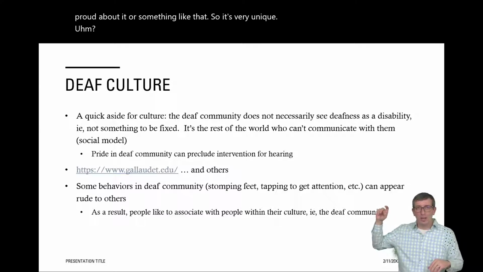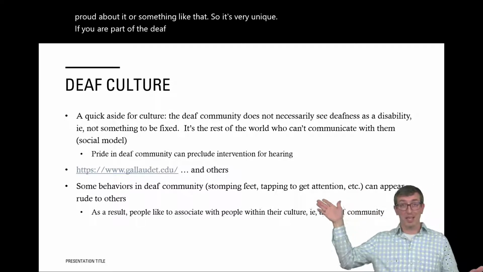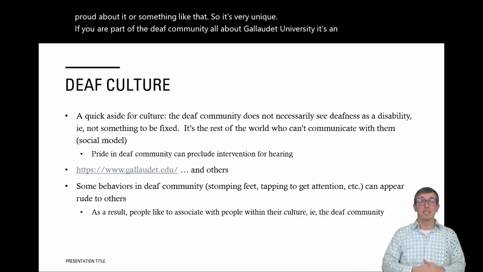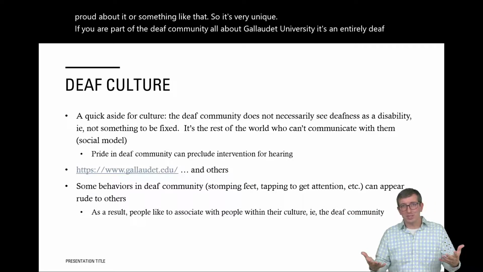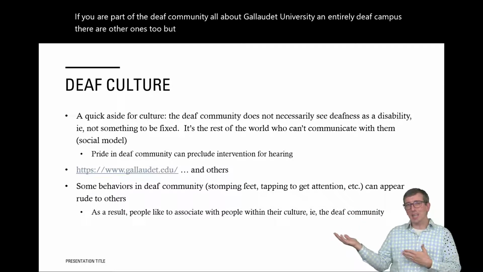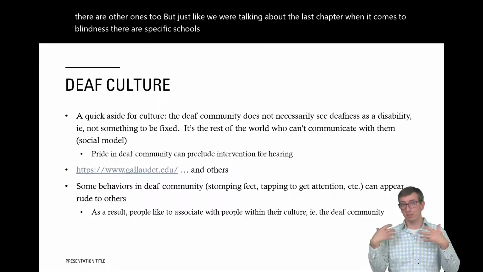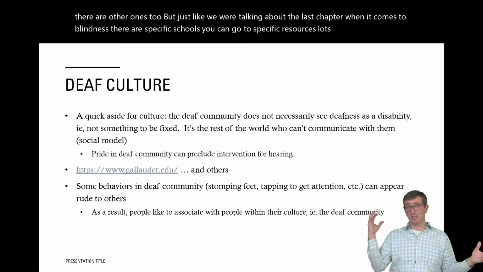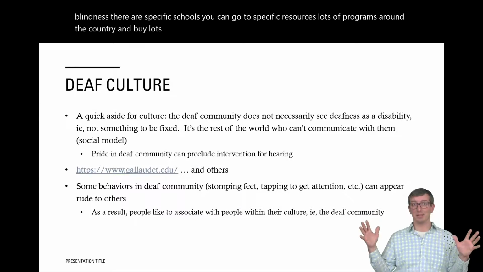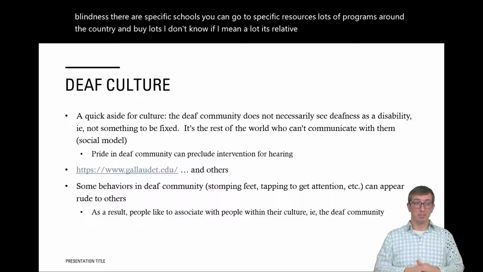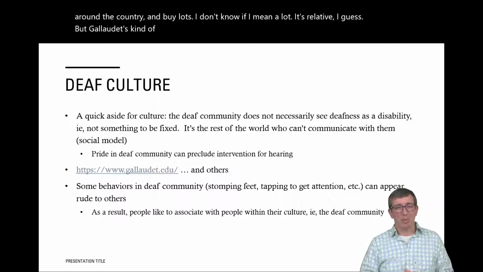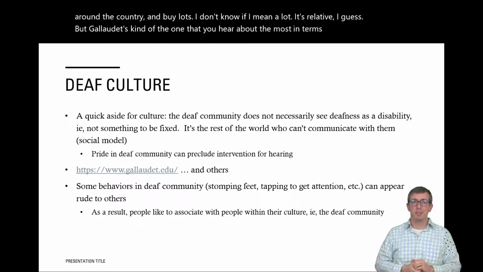If you are part of the deaf community, all you know about Gallaudet University, it's an entirely deaf campus. There are other ones too, but just like we were talking about in the last chapter when it comes to blindness, there are specific schools you can go to, specific resources, lots of programs around the country, and by lots, I don't know if I mean a lot. It's relative, I guess. But Gallaudet's kind of the one that you hear about the most in terms of if somebody wants to go to college.